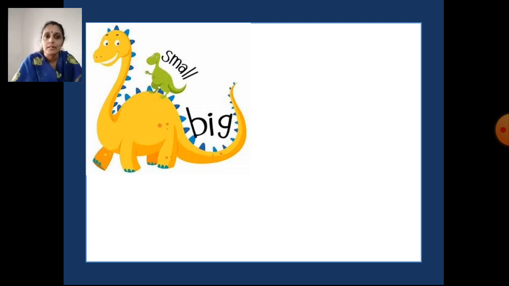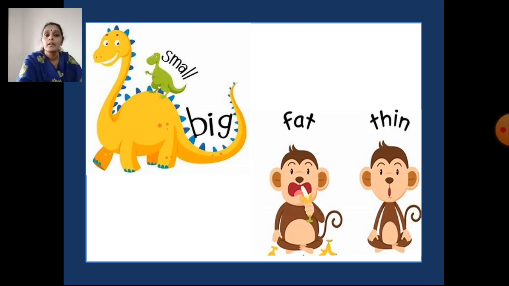We had learnt it earlier, right? Small, big. They are two different things. Yellow dinosaur is big and green one is small. So aren't they different? So when we have to talk about two different things, we use the opposite words. Here, fat, thin. The first monkey is fat and the second one is thin.